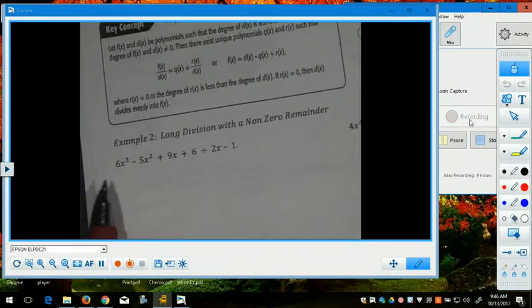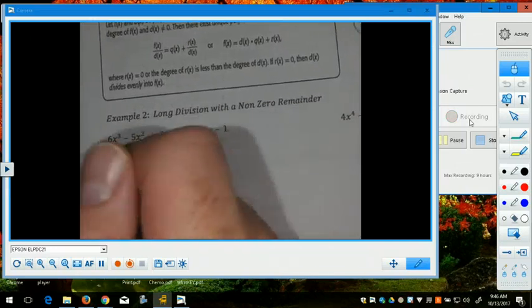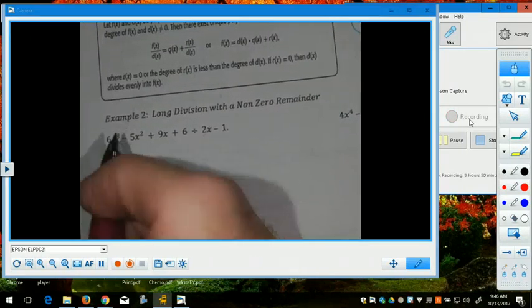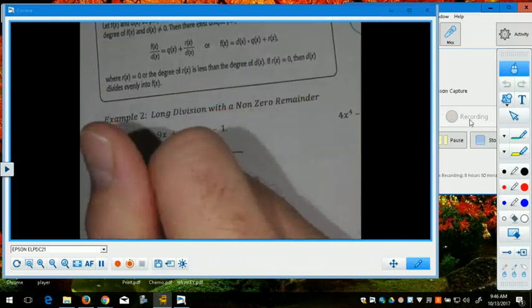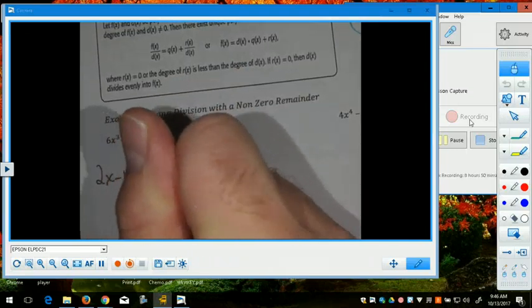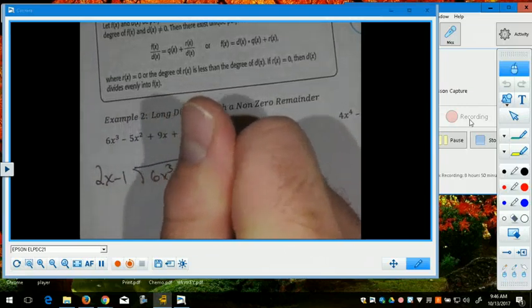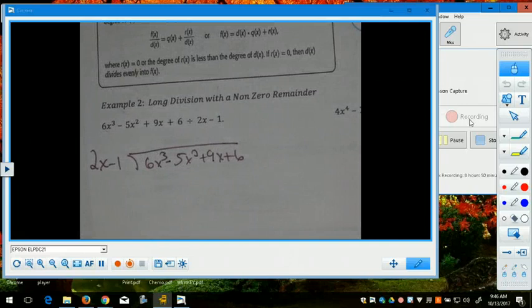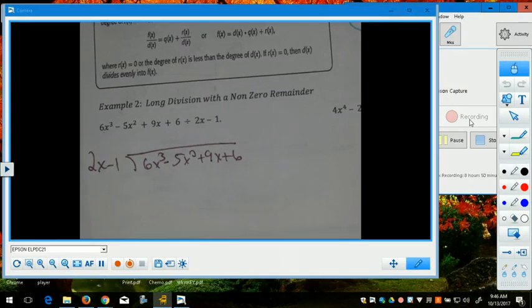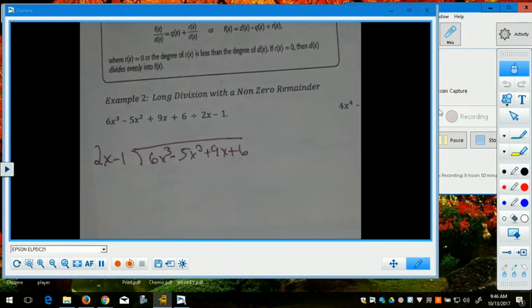All right. So for this next one right here, we're going to write our divisor and put our dividend. Go ahead and divide that and see if you can get the right answer. If it is a remainder of 0, we're going to factor completely. If it's not, see if you can write your answer like we did with the numerical example.